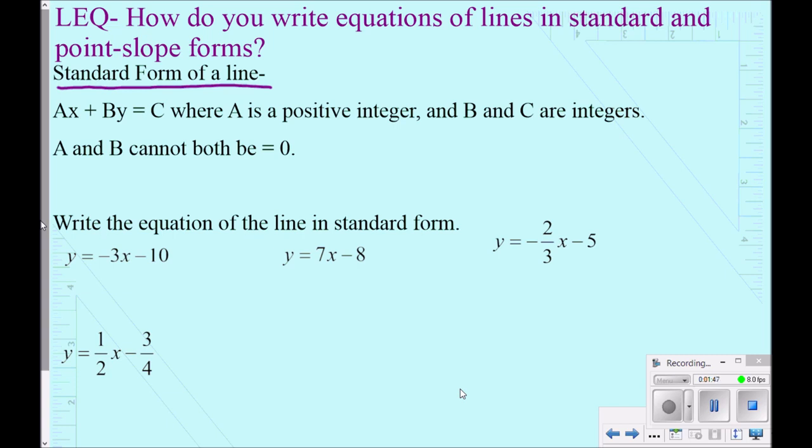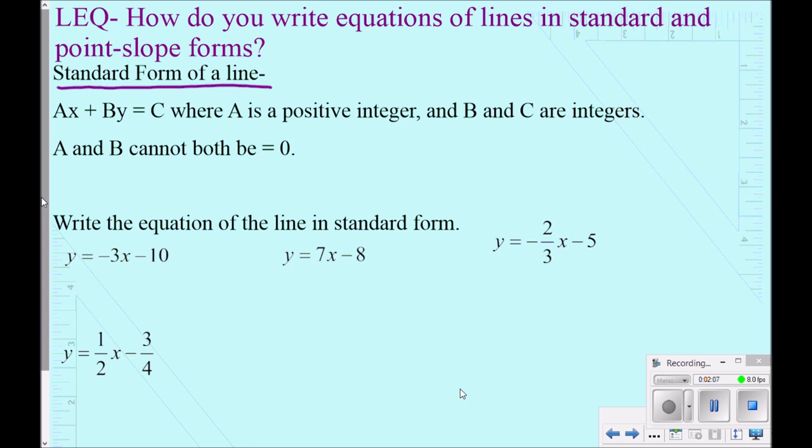A and B can equal 0, but they can't both equal 0 at the same time. So if A is 0, then B cannot be. And if B is equal to 0, then A cannot be. Because if they were both 0, then we wouldn't have a linear equation at all.